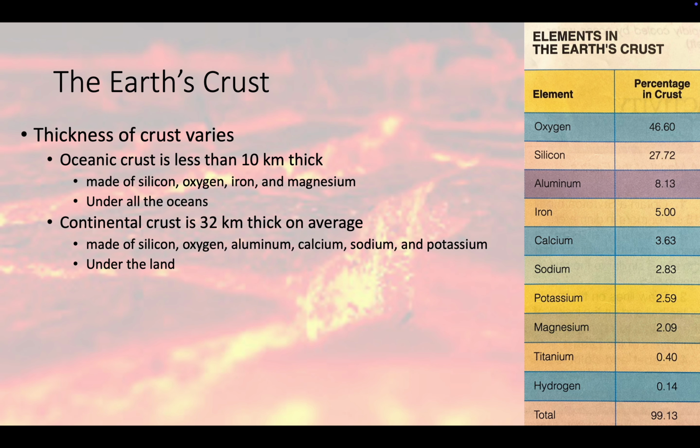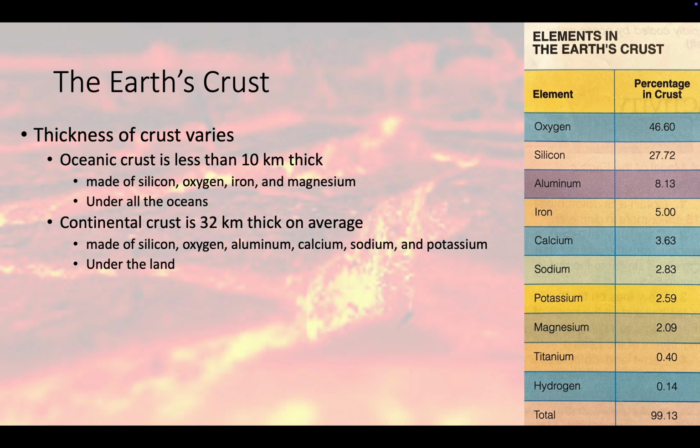Thickness of the crust varies. The oceanic crust is less than 10 kilometers thick, which makes sense because you've got water over top of it, so you're not going to have as much of a crust there as you do on land. The oceanic crust is made of silicon, oxygen, iron, and magnesium, and it's under all the oceans.